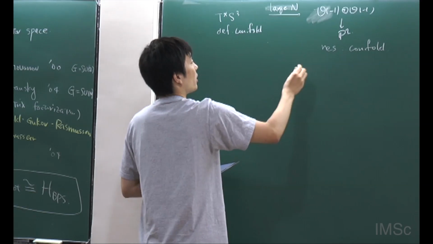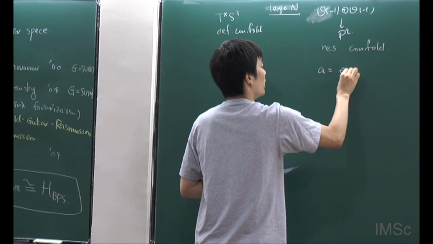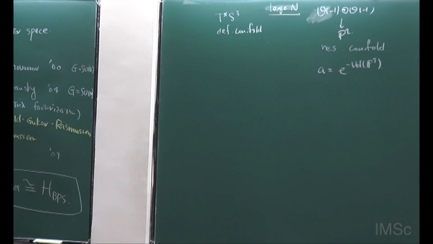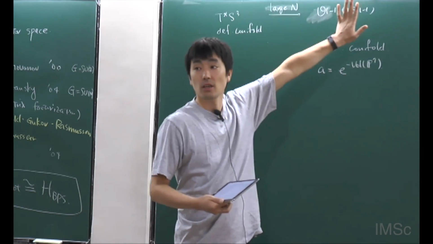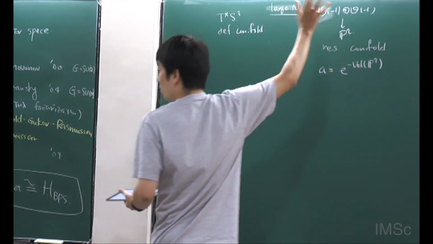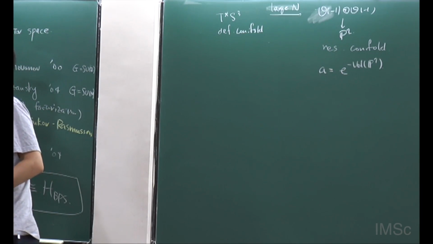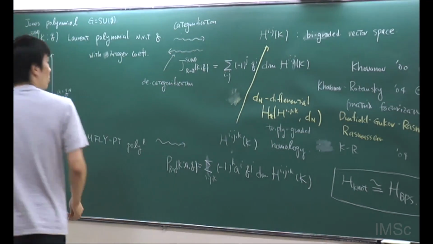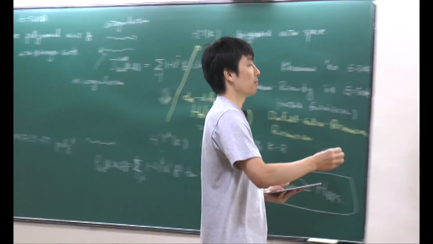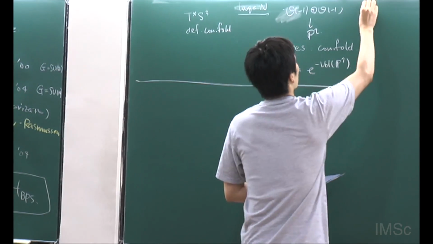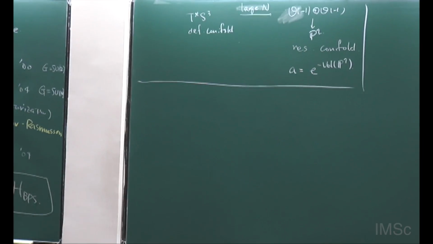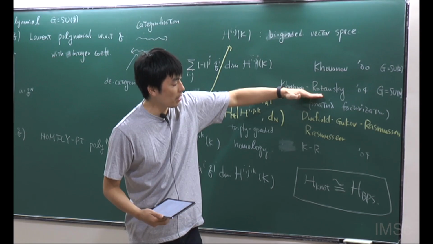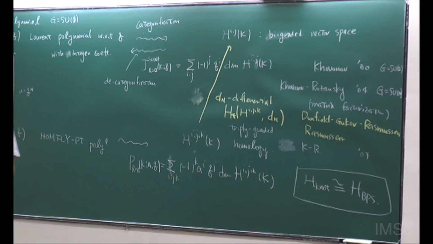And yesterday I mentioned that the A parameter is associated with e to the minus volume of CP1. Therefore, the A grading only appears on this side. So BPS states on the resolved conifold side are associated to the triple graded one, whereas the bigraded homology is associated to the deformed conifold. That's the main idea of the physics. But today I'm just going to talk about the construction of the bigraded and triple graded Khovanov-Rozansky homology by matrix factorization.